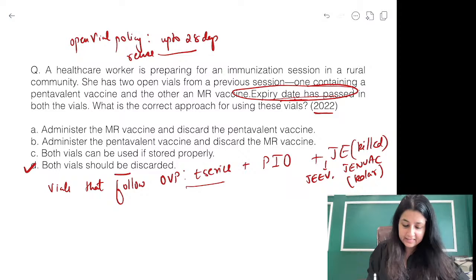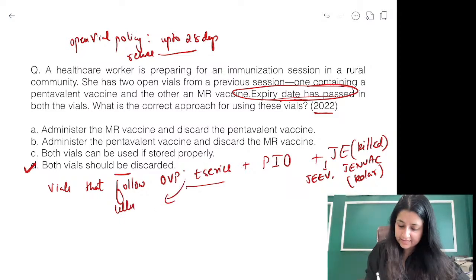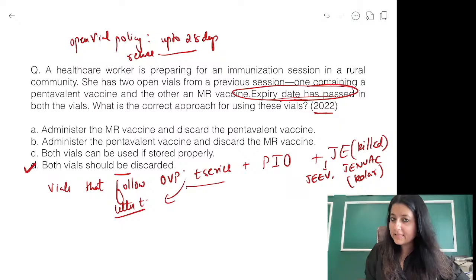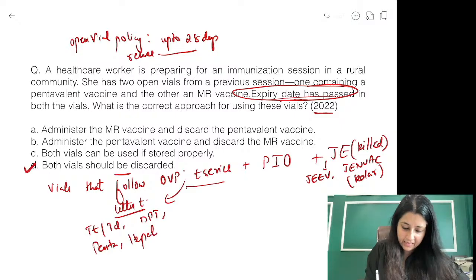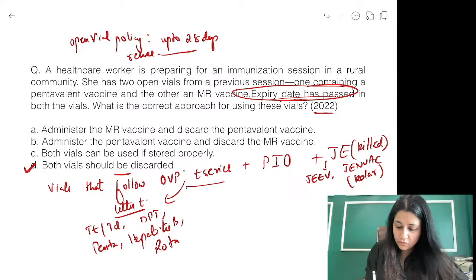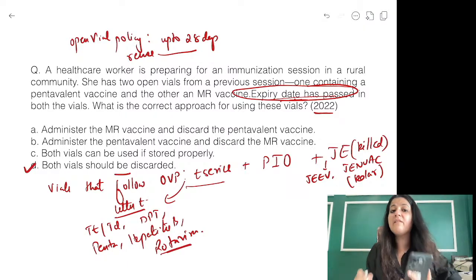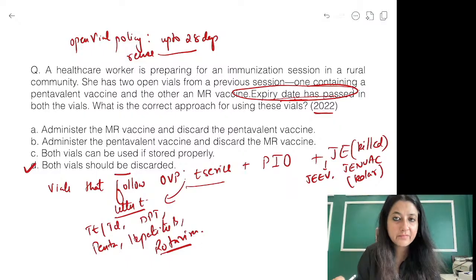And what is T series? All that have the letter T. All have which letter, guys? Letter T in it. So when I say letter T, TT, TD, DPT, Penta, hepatitis. But what is the update? Very good, Dr. Rohit. Everybody great. Hepatitis B, rotavirus, Rotavac, the new rotavirus vaccine that follows open vial policy.